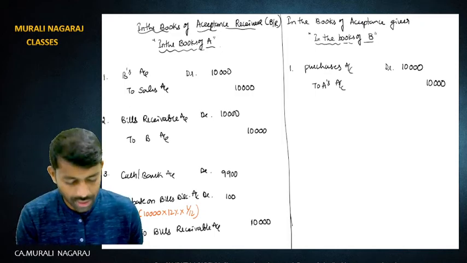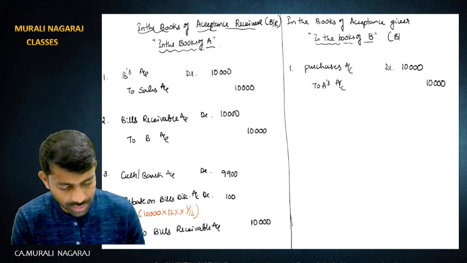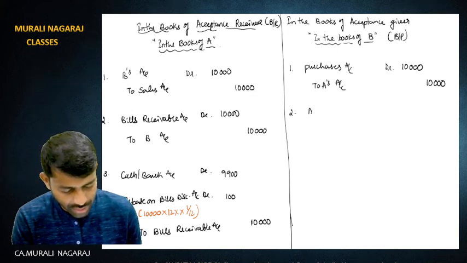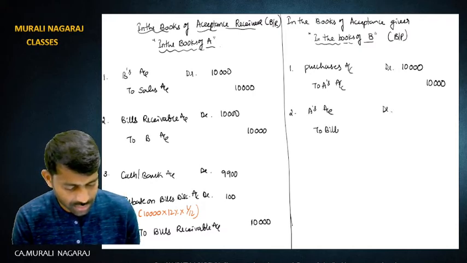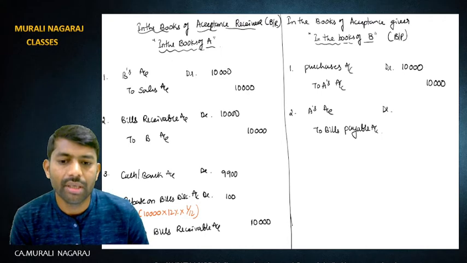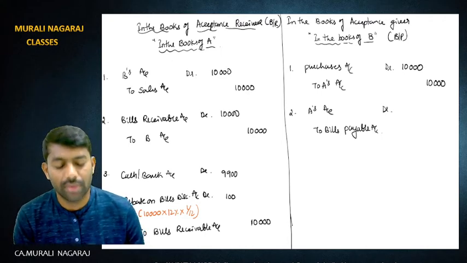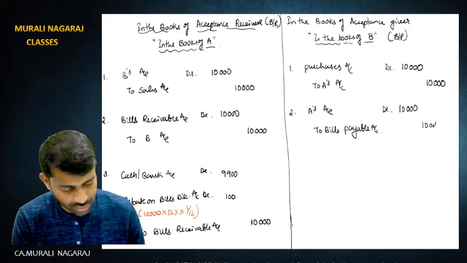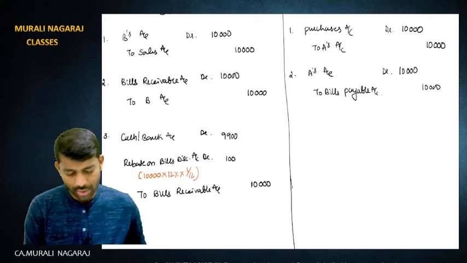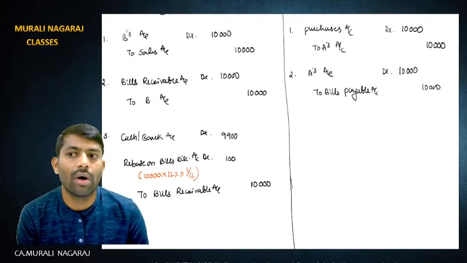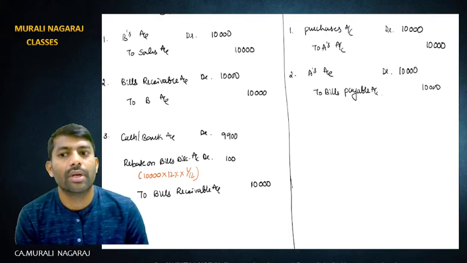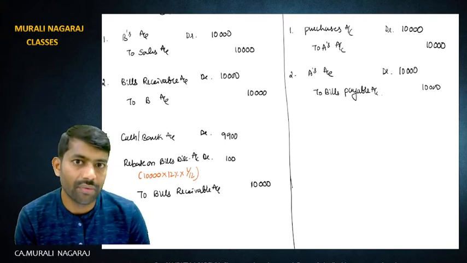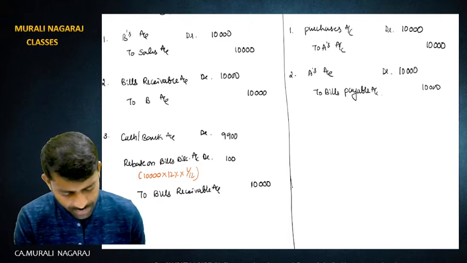Then we have accepted the bill. So therefore, bills payable. For him, it is a bills payable liability. Therefore, the second entry is A's account debit to bills payable account, being bills accepted for A. Amount is 10,000. Next, on maturity we are going to honor the bill 1 month in advance. So 1 month interest we are receiving in the form of discount. So therefore, here entry number 3.